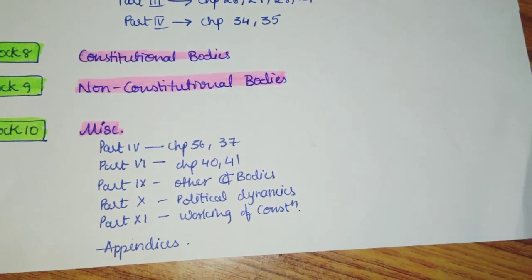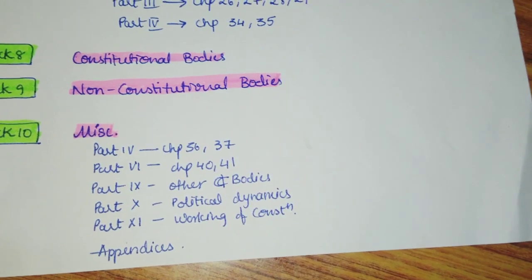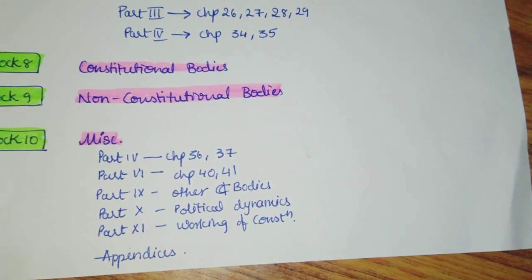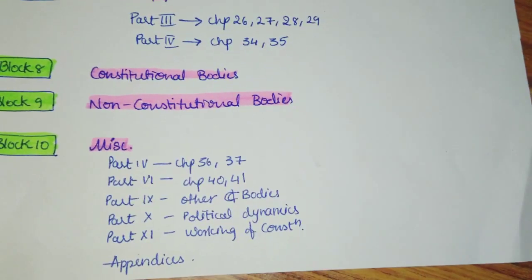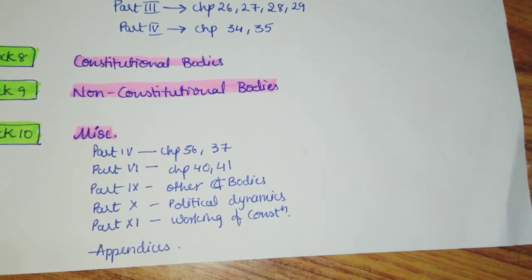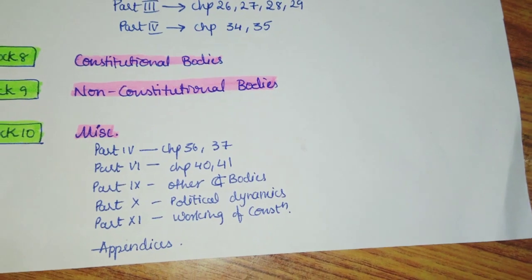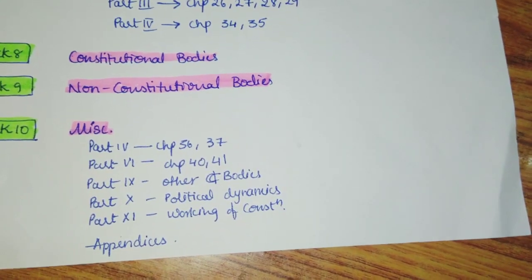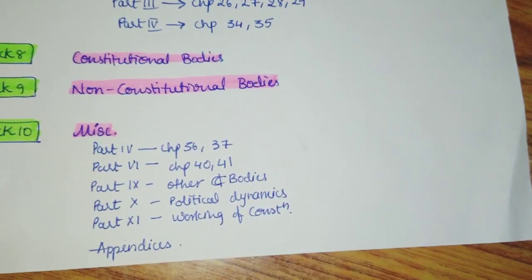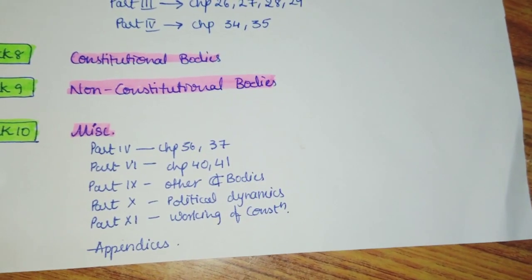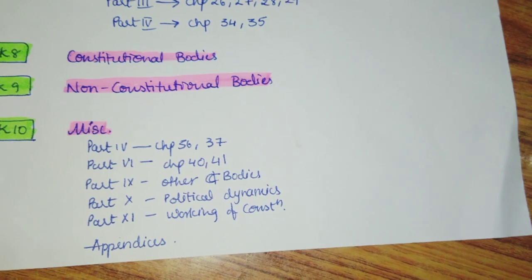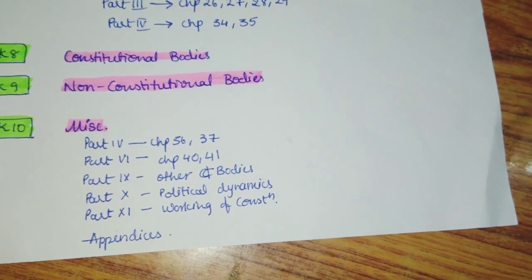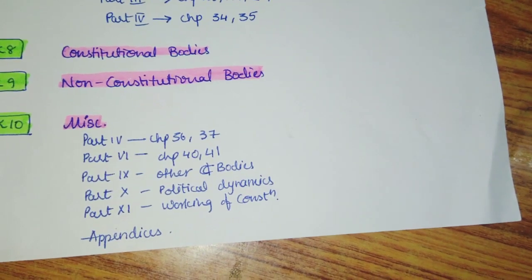And in part 9 we have other constitutional bodies, part 10 political dynamics, part 11 working of the constitution, and lastly appendices. So this is also important because here we get an idea about different constitutional amendments and the content regarding them. So do not skip this, and as and when you have time, please go through it also. And also we have chapters like model code of conduct and about the Representation of the People Acts, like 1950 and 1951. So you can have a look at this.